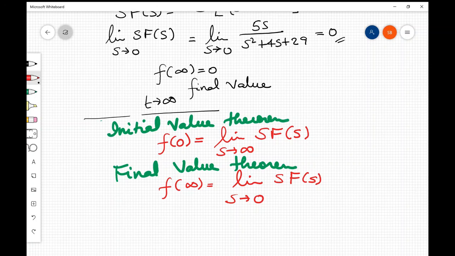Do not forget these values. For 0 we take the approach of s going to infinity, and for infinity we take the approach of s to 0.